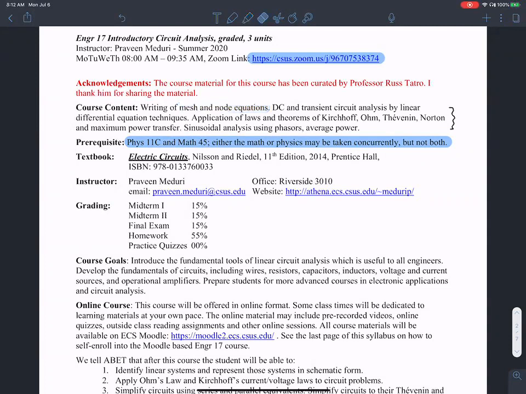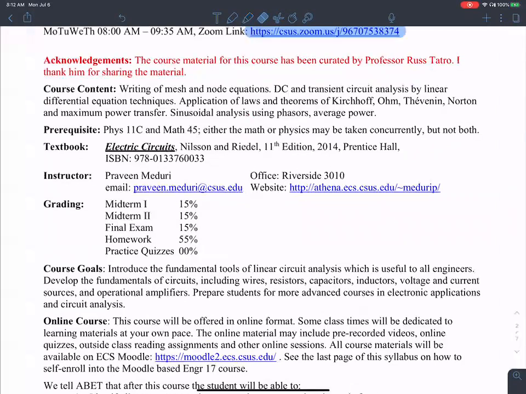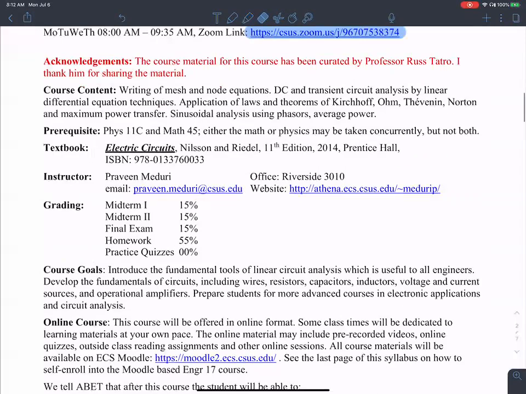The textbook is Nelson Riddle. It's a Bible for electric circuits. We use the 11th edition, okay? I'm not too particular about edition. If you have another edition of the textbook that you can get your hands on, you're welcome to do that. I will be using the 11th edition for the homeworks, for the exams, for class examples, and so on and so forth.